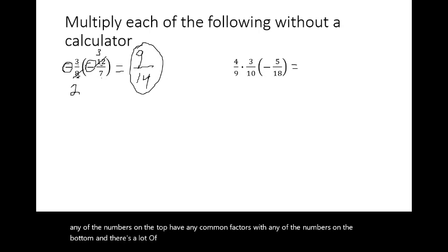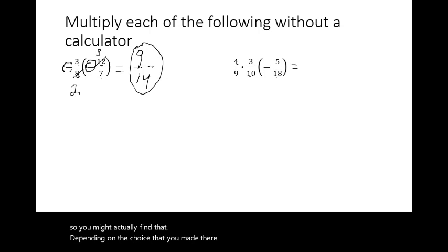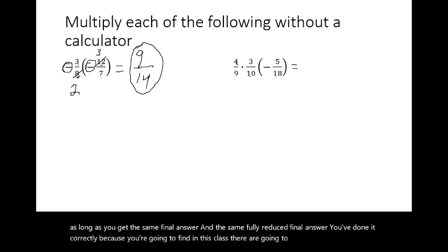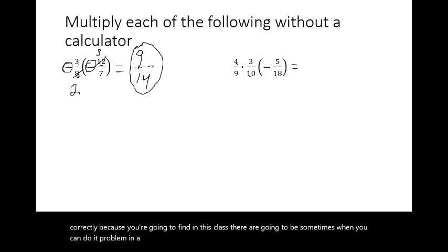Now, you could have easily identified 4 and 10 to have a common factor, or 4 and 18 to have a common factor. And it really doesn't matter what you did. So you might actually find that depending on the choice that you made there, your work might look slightly different than mine, but as long as you get the same final answer and the same fully reduced final answer, you've done it correctly. Because you're going to find in this class there are going to be some times when you can do a problem in a slightly different way and still get the same answer because you still did it correctly. So just keep that in mind.